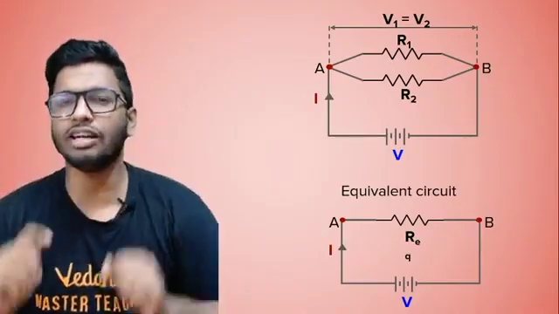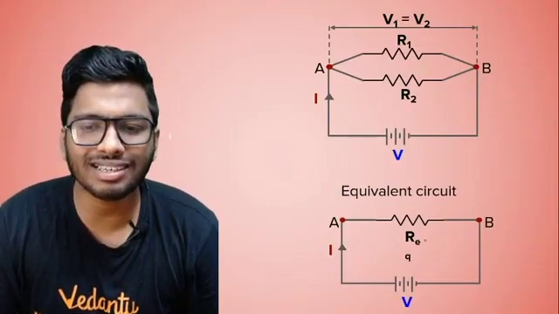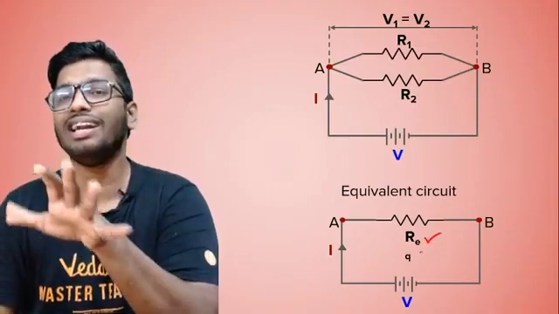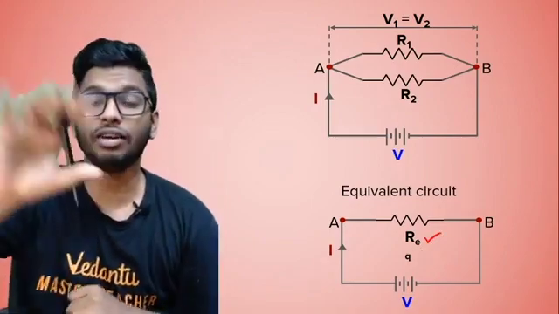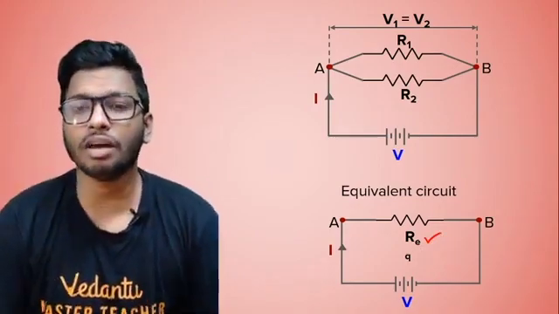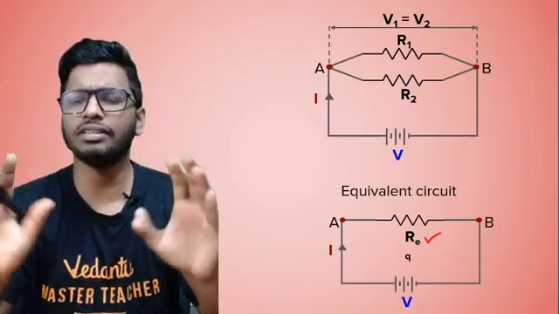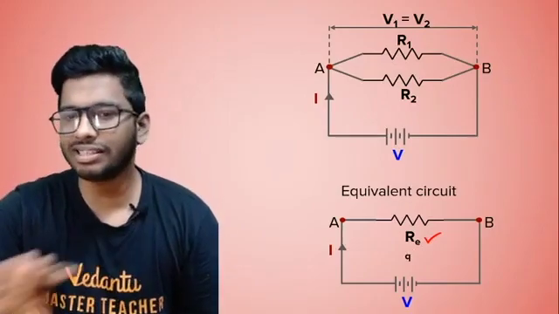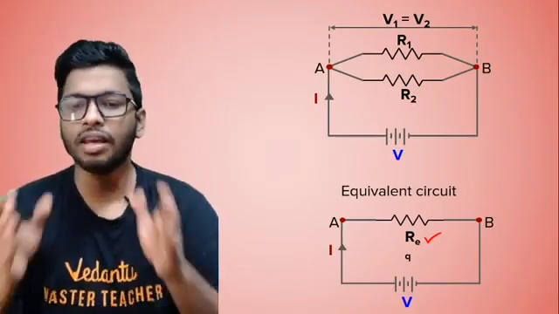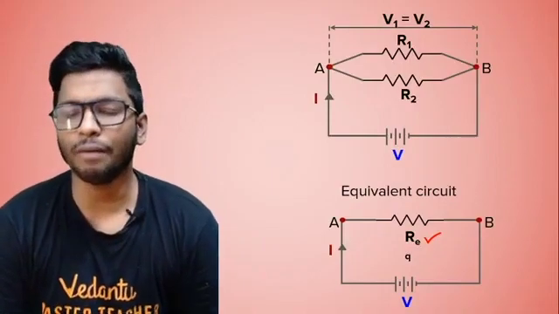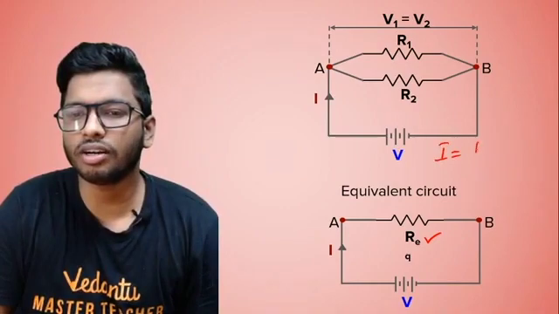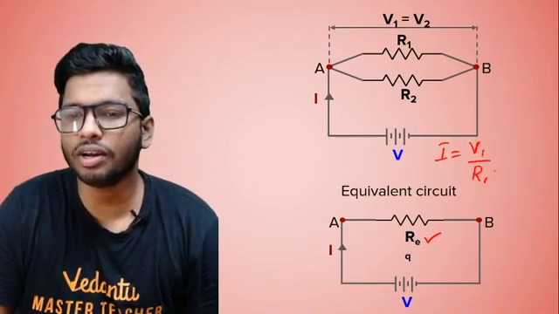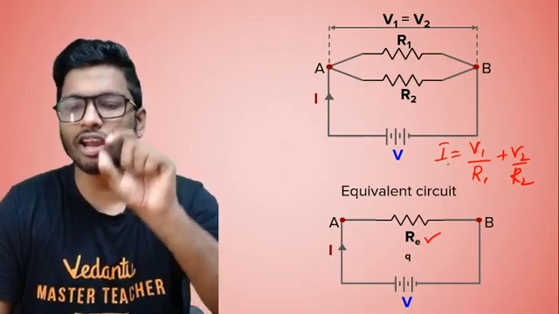I'm going to represent it as RE, which is the equivalent resistance. So instead of having all of these different complex resistors, I'm going to make it much simpler and represent it as RE. Voltage remains the same, current is also the same, just that I'm going to represent it as RE. Now, we've just seen that I is equal to V1 by R1 plus V2 by R2, which we've just seen right now.